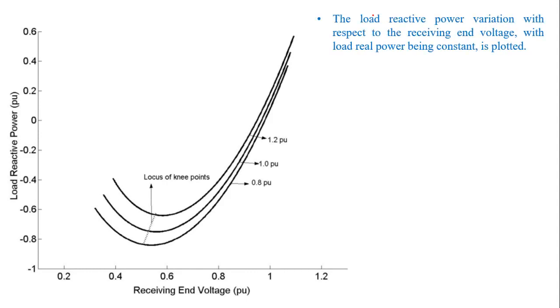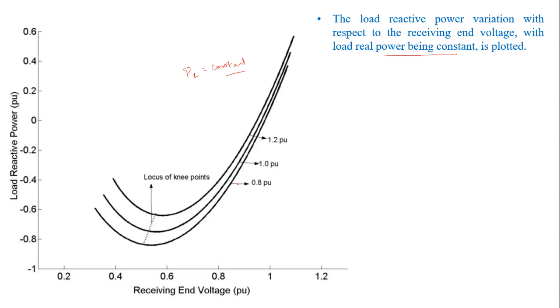Now this is the curve of reactive power versus receiving end voltage. The load reactive power variation with respect to the receiving end voltage is plotted with the load real power being constant. So here the load real power is kept constant.